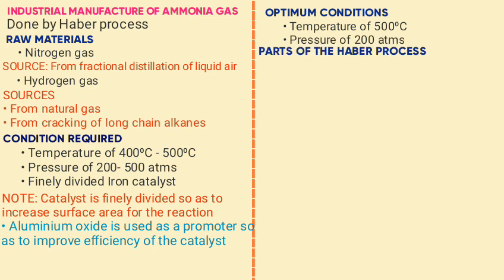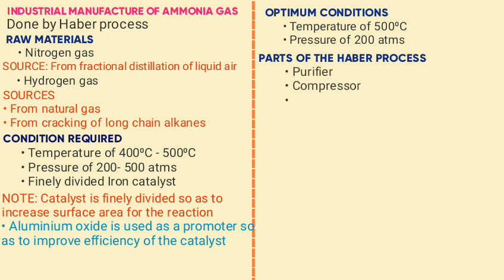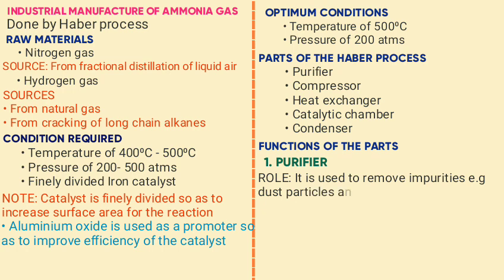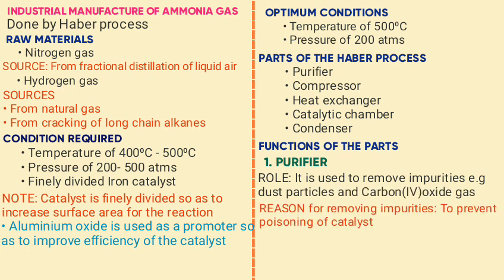Now, parts of the Haber process include purifier, compressor, heat exchanger, catalytic chamber, and condenser. So the first part, which is the purifier, is used to remove impurities, e.g. dust particles, carbon dioxide, and sulfur oxide. Reason for removing the impurities is so as to prevent poisoning of the catalyst.